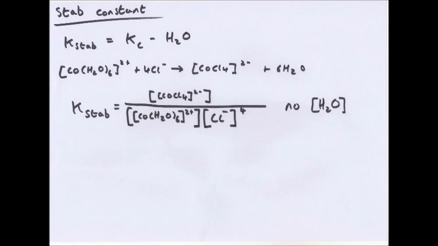But what happens is, if you have the reaction, let's say hexaaquacobalt plus 4Cl- becomes cobalt chloride plus 6H2O, the stability constant is, remember it is product over reactant, so the concentration of CoCl4 over the concentration of Co(H2O)6 and the concentration of Cl- to the power of 4, because there's a 4 in front of the Cl-. But on the top, a product is water, but you don't put it on the top, you just ignore water.